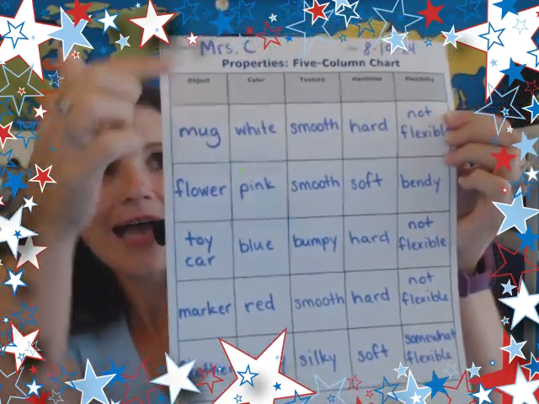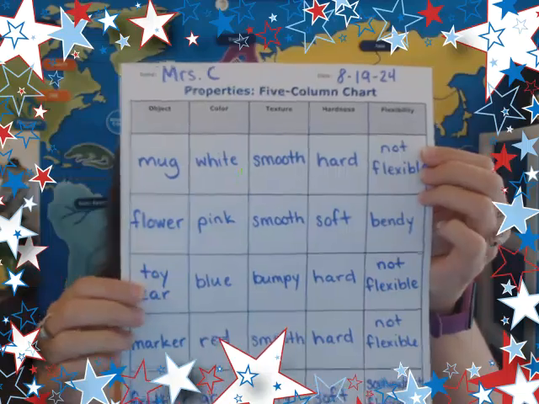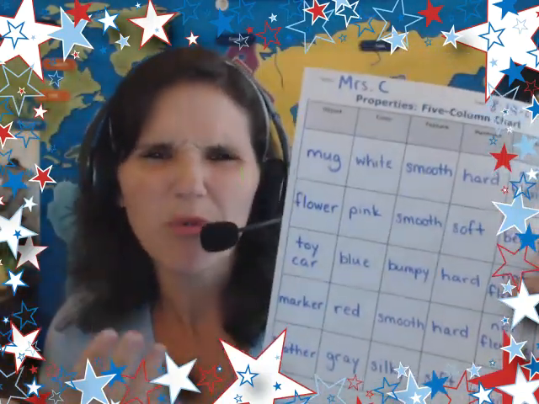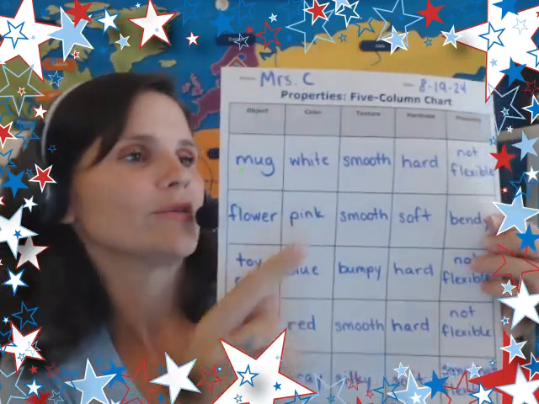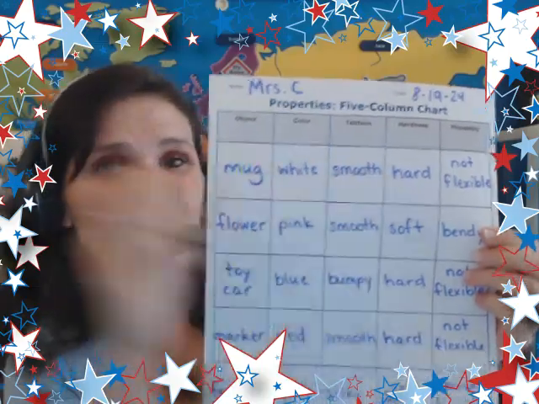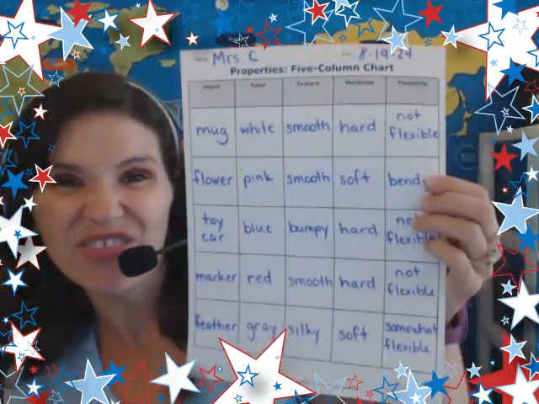So for my mug, I needed to observe the color, the texture, the hardness, and the flexibility. I said the mug was white, and if your object has multiple colors, pick the one that it mostly has. So the main color of my mug was white. It's very smooth. Its texture is smooth. It's also very hard. I could even knock on it. It will not break. And it is not flexible. There's no way that I can bend this mug, right? It's not flexible at all.